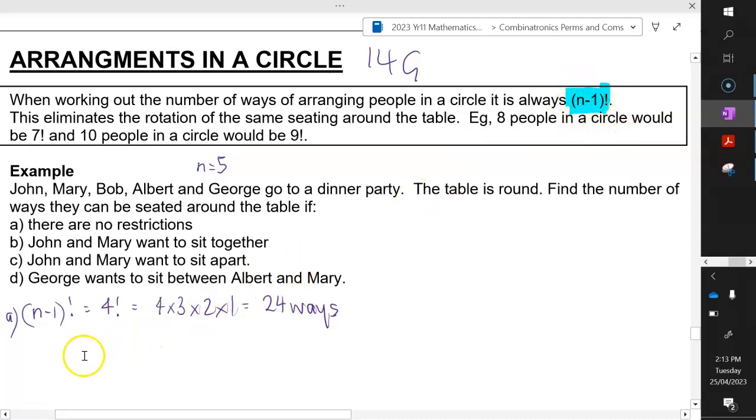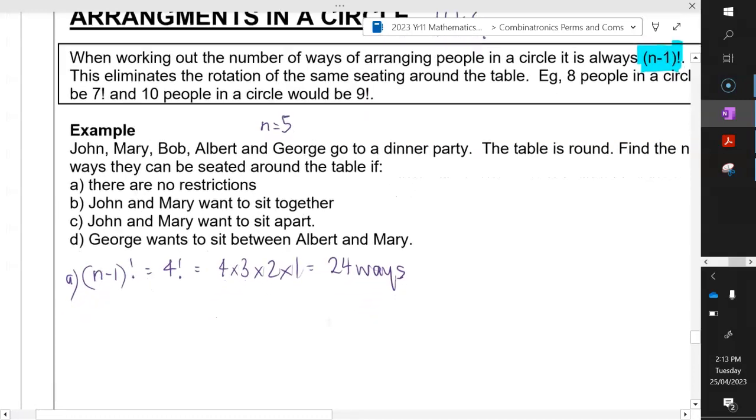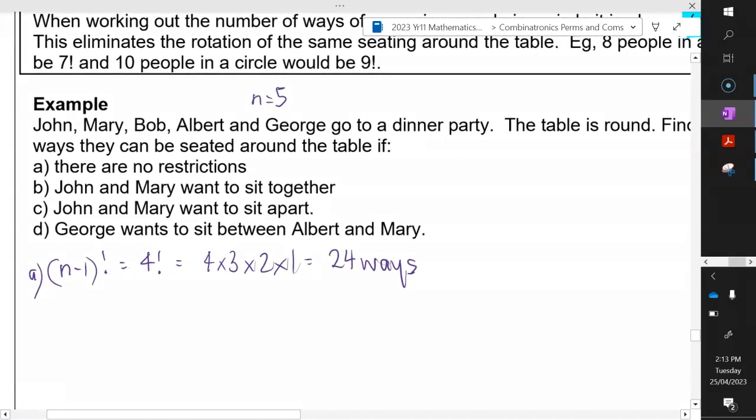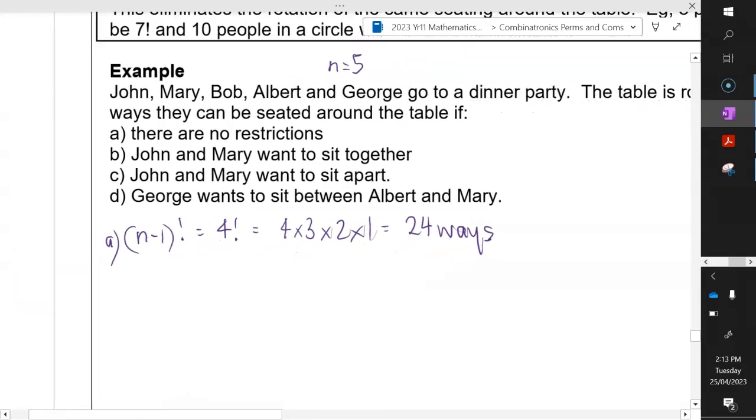In that case, one person takes the first seat. We don't know who it is. We'll say it's John, perhaps. He sits down. He sits wherever he wants. And so where everyone else sits is dependent on where he sits. So the other 4 people can take a spot in n-1 or 4 factorial ways. So there are 24 ways that they can sit around a round table without any restrictions. So that's the easiest scenario. Let's have a look at what we go for the others.